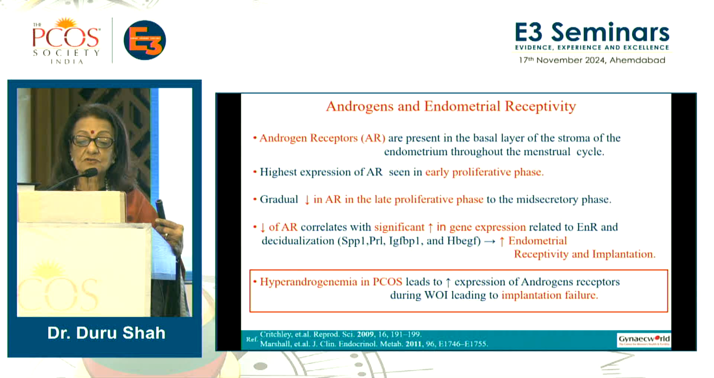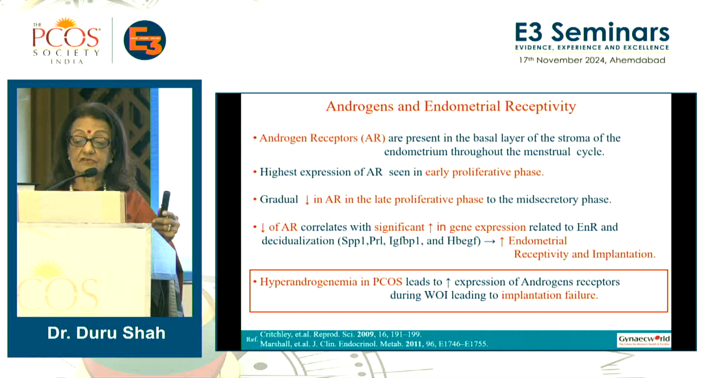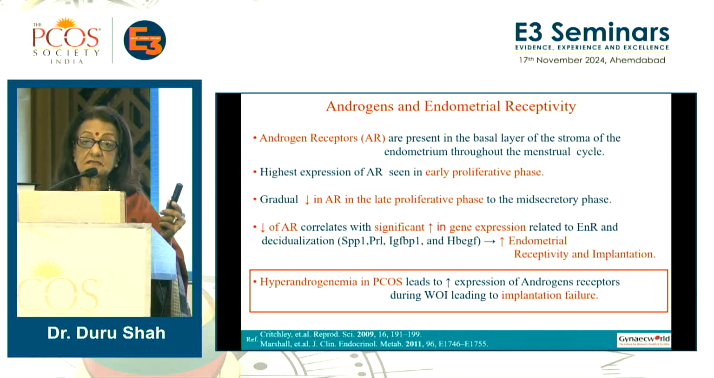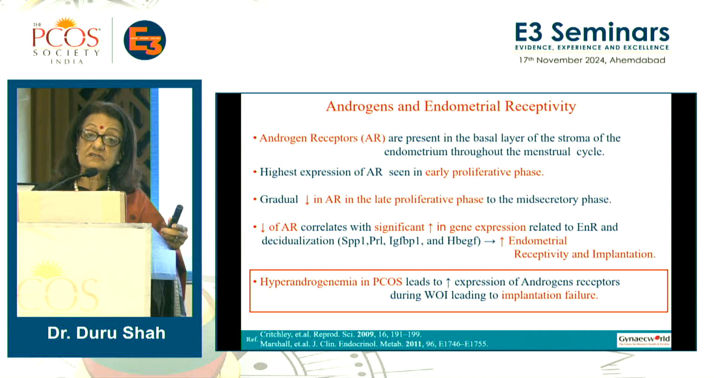So androgens and endometrial receptivity: if you see what really happens, the receptors are high in the early proliferative phase, and they are seen at a high level. But gradually, as the late proliferative phase comes in and the time of ovulation comes in, there is a gradual decrease in androgen receptors, so that the androgen does not act on the receiving endometrium. This decrease of androgen receptors correlates with the genes which are expressed in the endometrium, which favor endometrial receptivity and help implantation.